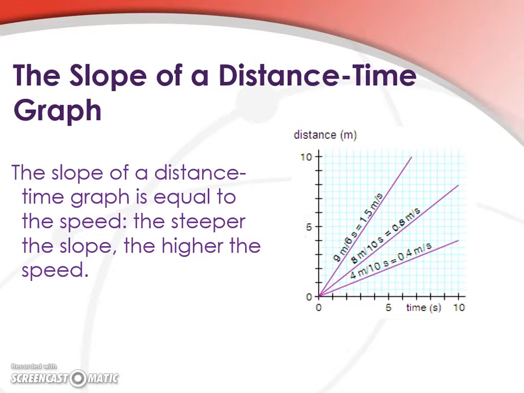Okay, so the slope of a distance-time graph is the speed. The steeper the slope, the higher the speed. The shallower the slope, the slower the speed. No great shock.